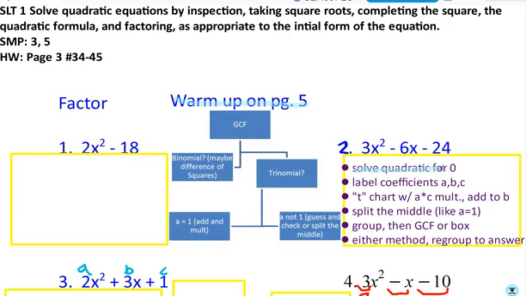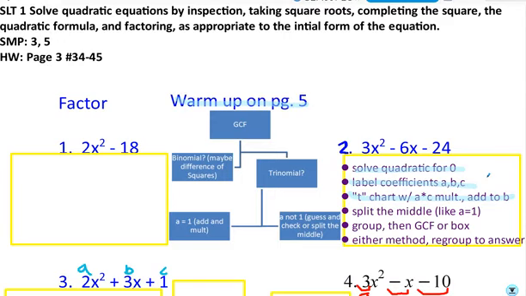Step 1 is to solve the quadratic for 0, meaning all of the terms on one side of the equal sign. Label your trinomial, it's in standard form. So you're going to label your coefficients A, B, and C, because that'll be important for your factoring. You're going to create your T-chart, where you're going to take the A coefficient and the C coefficient, multiply them, and then see if those same factors that multiply to your number A times C add to your coefficient in the middle B.